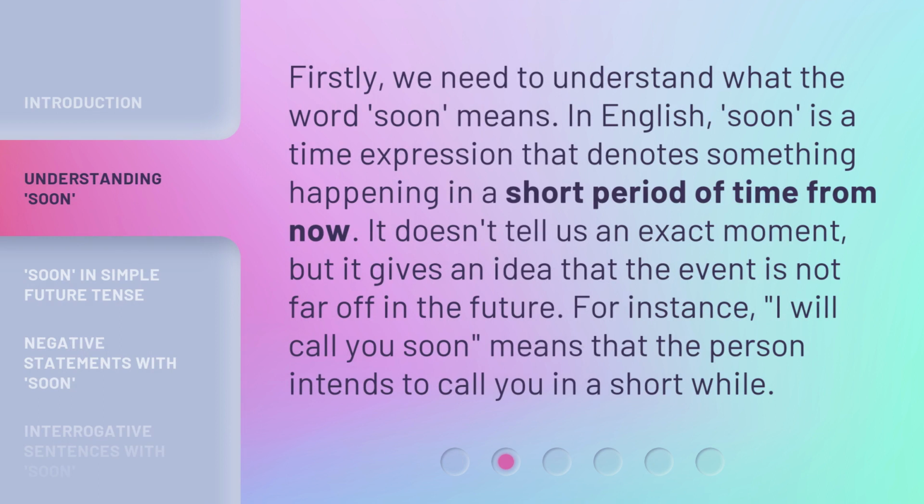Firstly, we need to understand what the word soon means. In English, soon is a time expression that denotes something happening in a short period of time from now. It doesn't tell us an exact moment, but it gives an idea that the event is not far off in the future. For instance, I will call you soon means that the person intends to call you in a short while.